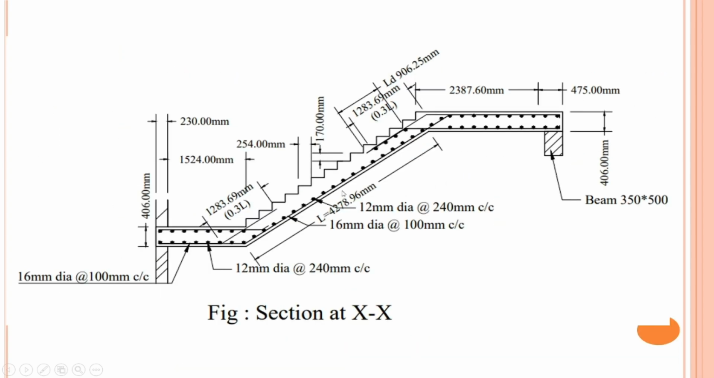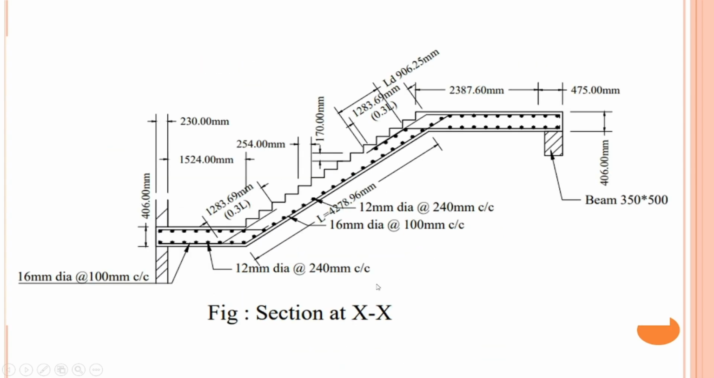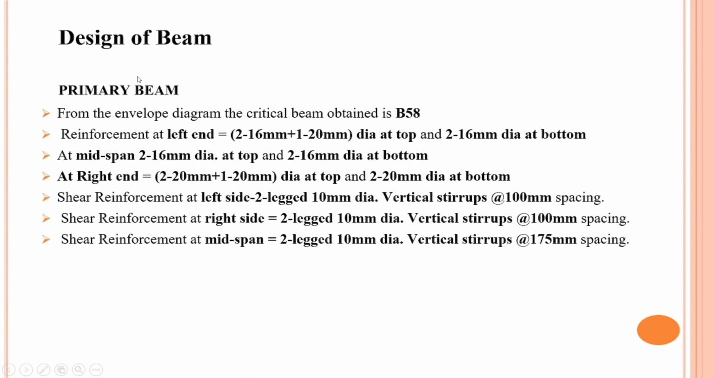These are the sections: section on x-axis you have to show, and here you can discuss the main bar taken like this, the distribution bar of diameter 10, and the development length you have to discuss here. The next, section y, you can discuss like this; y is similar to x.